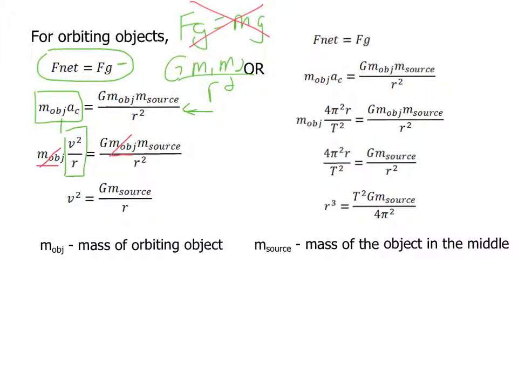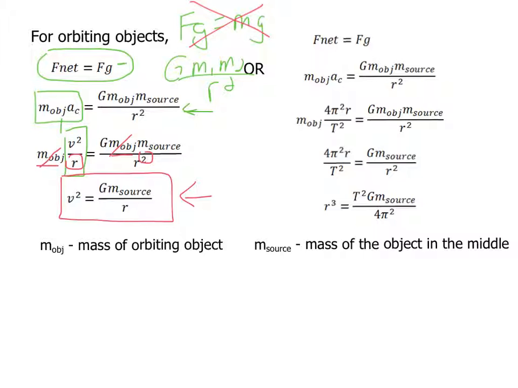Solving for v squared, we have v squared equals G times the mass of the source divided by the radius. Also notice that one of the r's cancels out. So we have this equation, v squared equals G times mass of the source divided by r. This equation, when square rooted, will give us the velocity of our satellite.